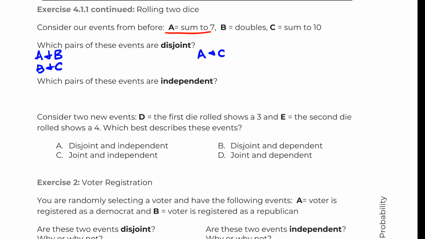So A, summing to 7, and B, doubles. Is it possible to have a doubles that sums to 7? No, because if they're doubles, they're going to sum to an even number, which means they cannot be a 7. So these are disjoint.